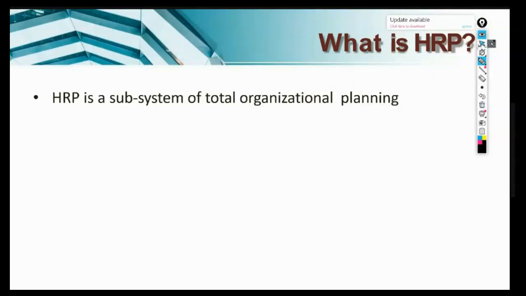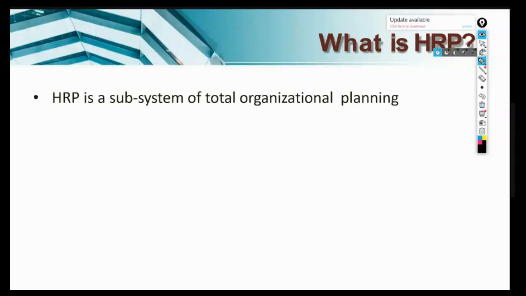The first thing is it is like a subsystem of total planning. So the organization has a bigger planning. If I look at it in this way, that organization planning is this big, then HRP is one of the subsystems of this particular system. So that is your first thing which you will need to understand.